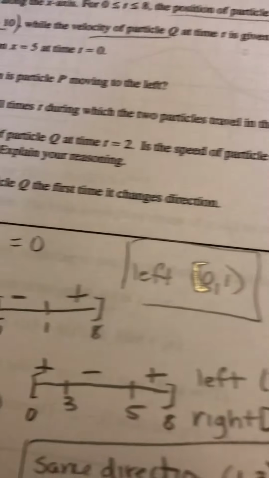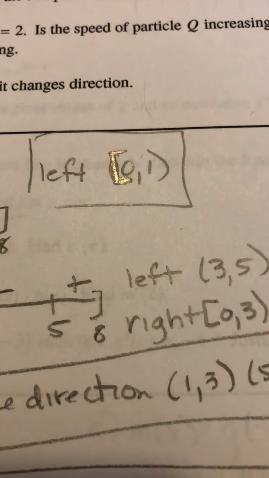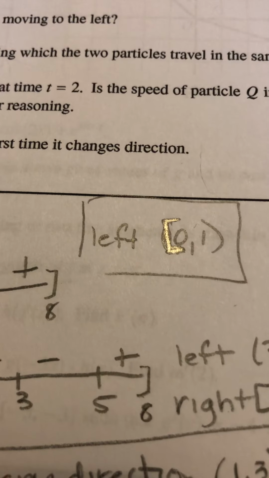So when is this moving to the left? It's moving to the left from 0 to 1. 0 is included because it's not a critical point, and it's the included endpoint of the defined interval. So we include the 0.